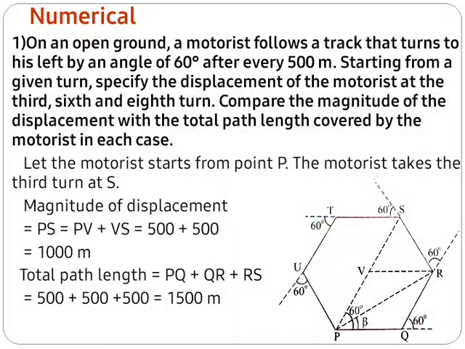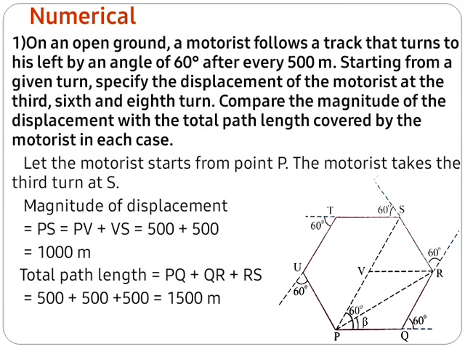Let us discuss on the numerical part. Question number 1 is, on an open ground, a motorist follows a track that turns to his left by an angle of 60 degree after every 500 meter. Starting from a given turn, specify the displacement of the motorist at the third, fifth and eighth turn. Compare the magnitude of the displacement with the total path length covered by the motorist in each case.